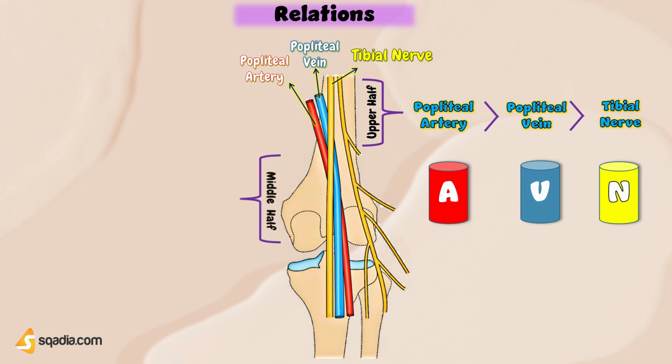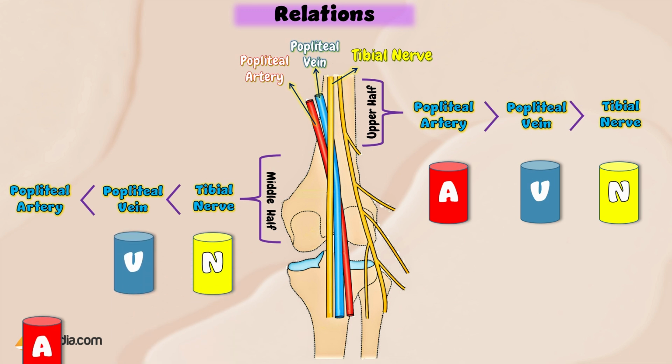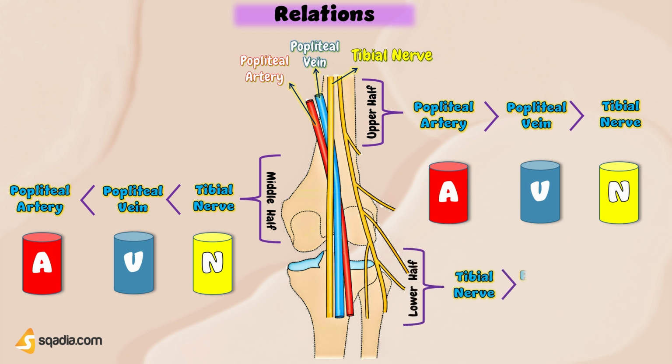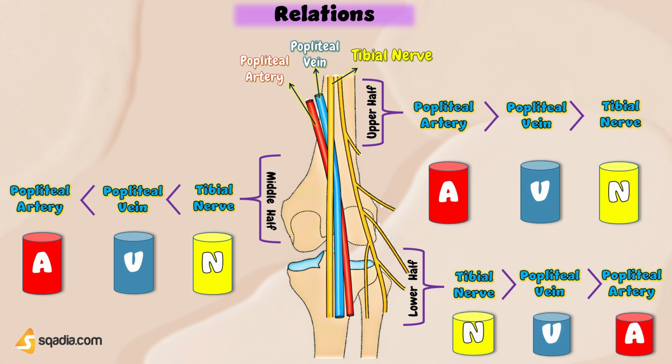In the middle part, from behind forwards, the order changes to nerve, vein, and artery, so it is now N, V, A. Lastly, in the lower part, from the medial to lateral side, we see the nerve, vein, and artery, N, V, A, meaning that it remains the same as the middle part.